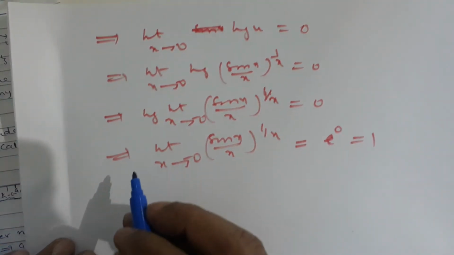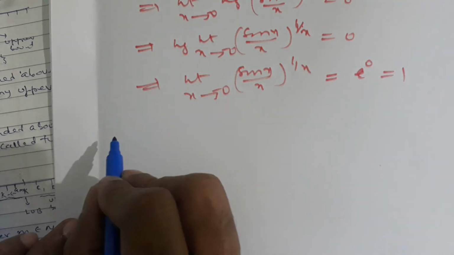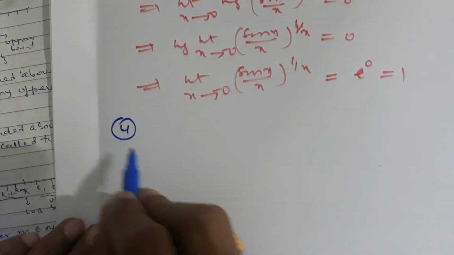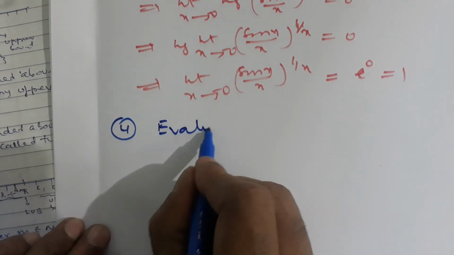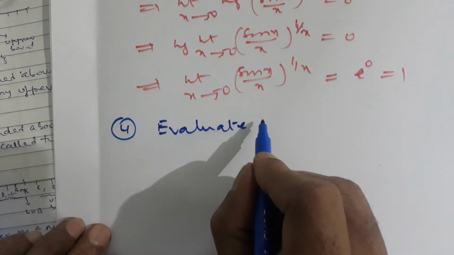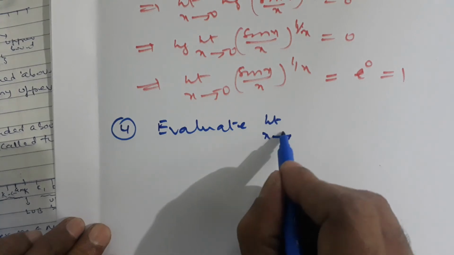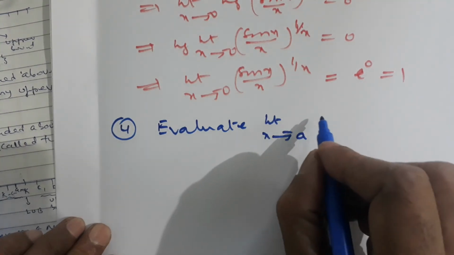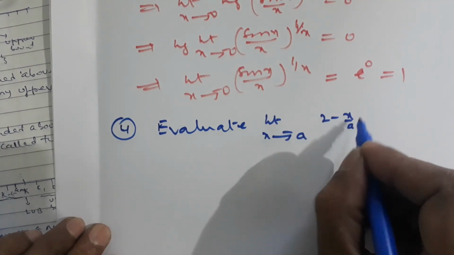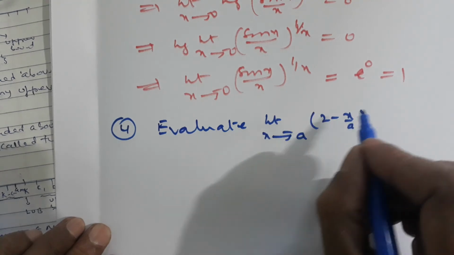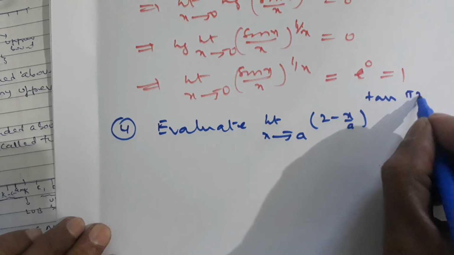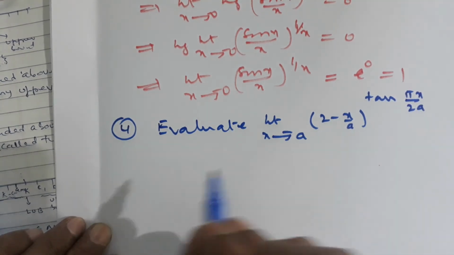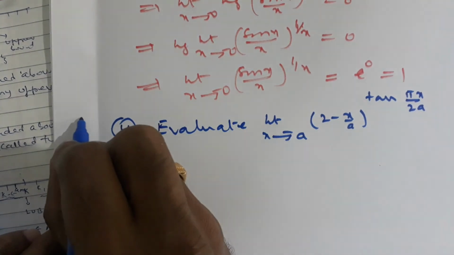Right. Fourth problem. Evaluate limit x tends to a of (2 minus x by a) whole to the power of tan pi x by 2a. So this is the problem from 2016.